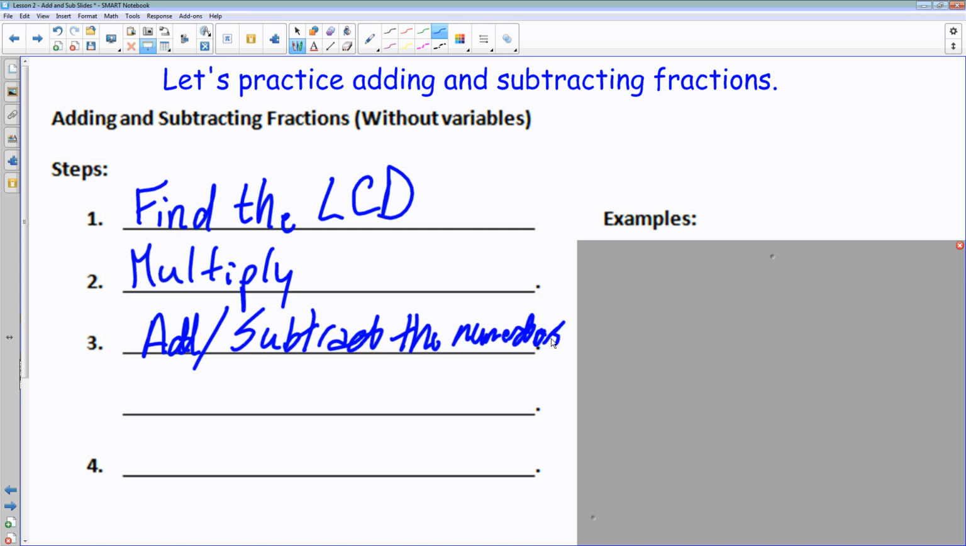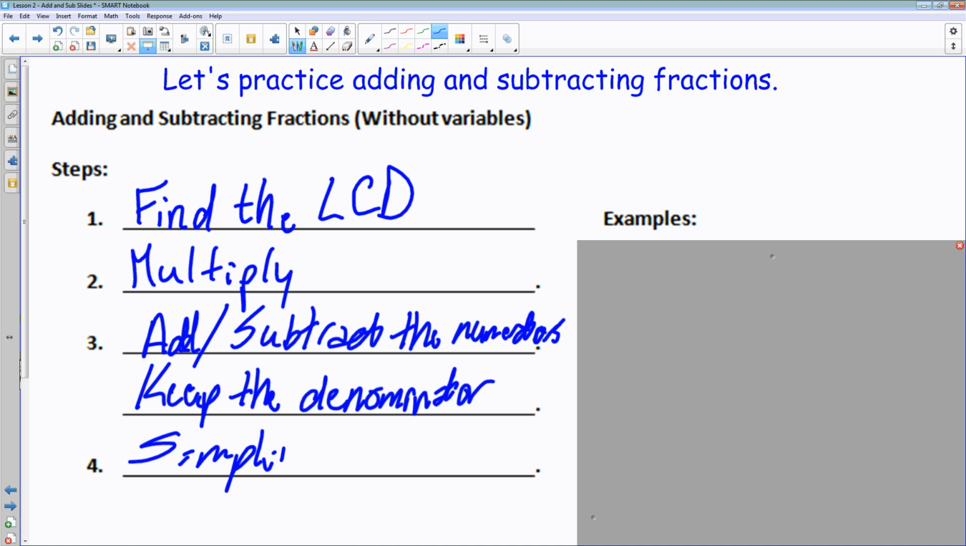And make sure to just keep the denominator. Okay, you're not going to change that. You've already done that work. Okay, and then we'll simplify if we can. So let's take a look at some examples here.